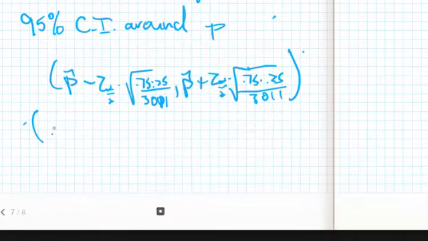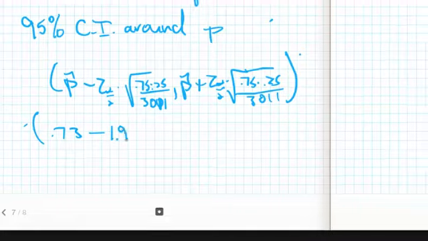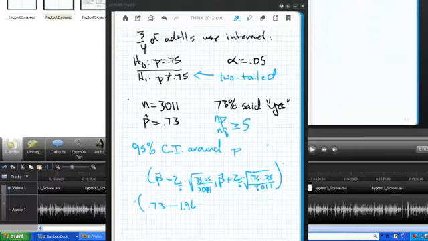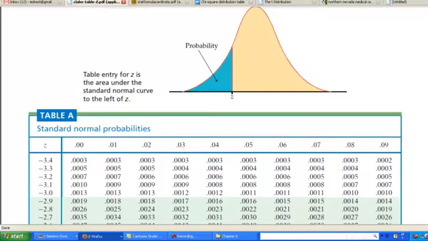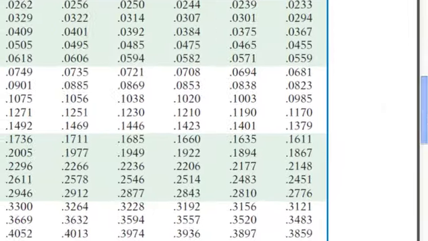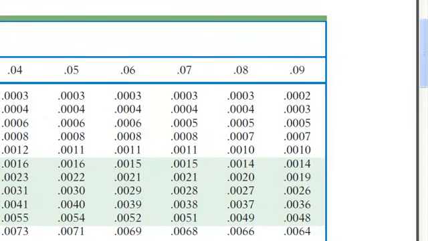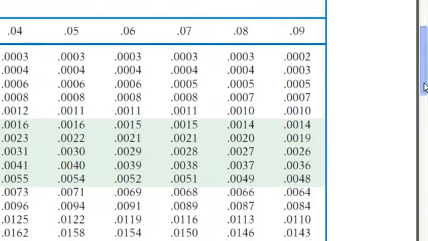I take p hat, which is 0.73, right? Minus. Now, do you remember what the z alpha over 2 was for a 95% confidence interval? Well, that was easy, right? It was 1.96. Let's make sure. Let's back up just in case. If I stumble over here, I want to get to my z table and I want 0.025. Remember how this worked? I could go 0.025. Where's that guy?